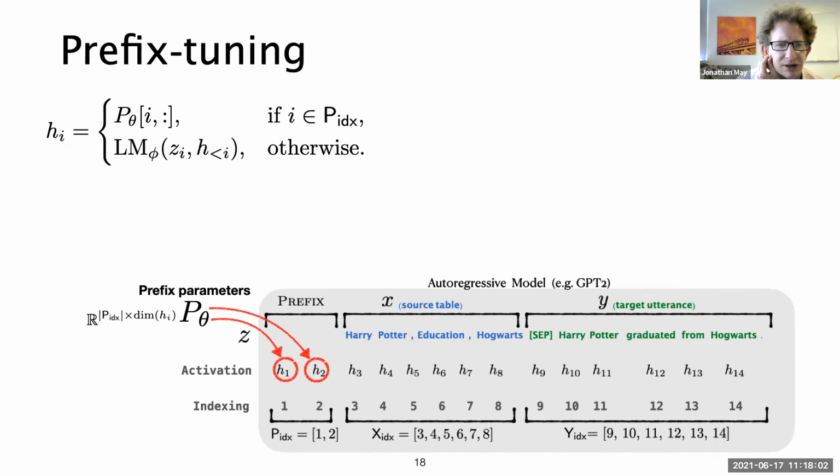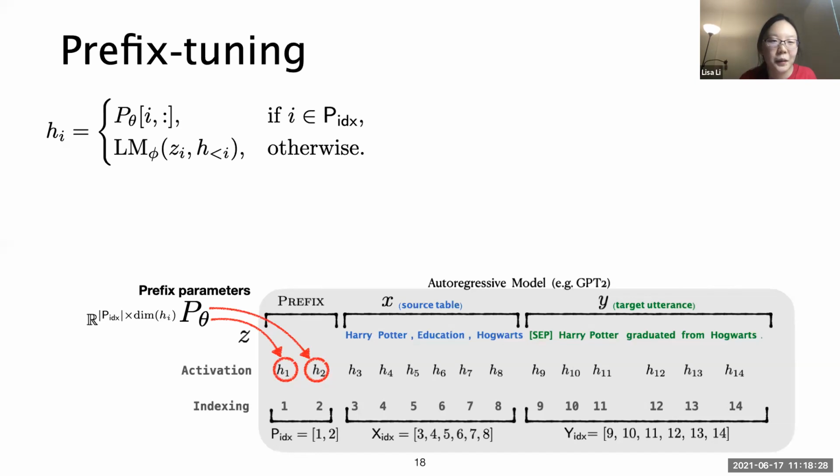Sorry, interrupt for a second. What's the difference between y and z? Y and z. Okay, so z is the concatenation of x and y. I see. Okay, thank you. Yeah, because in GPT-2, there is no explicit encoder. So you have to put it in the prefix or the left context in order to use it as an encoder. Got it.